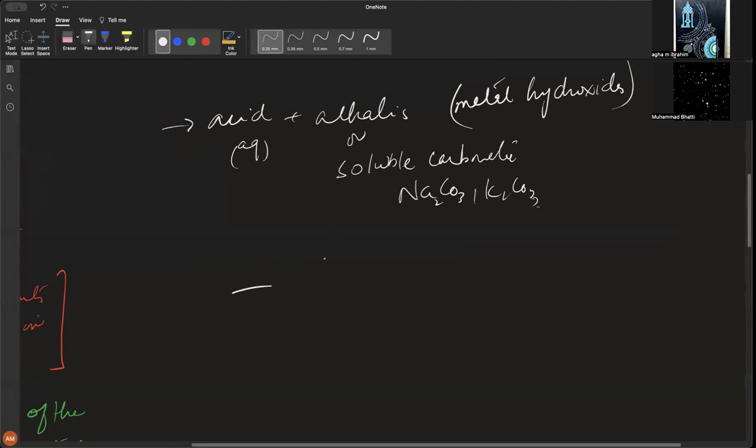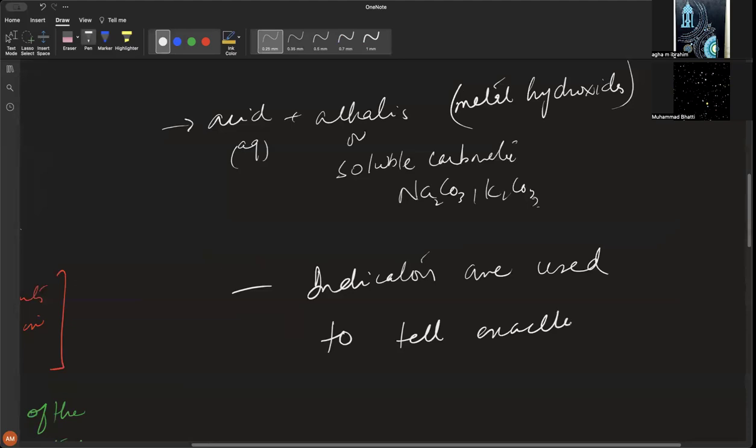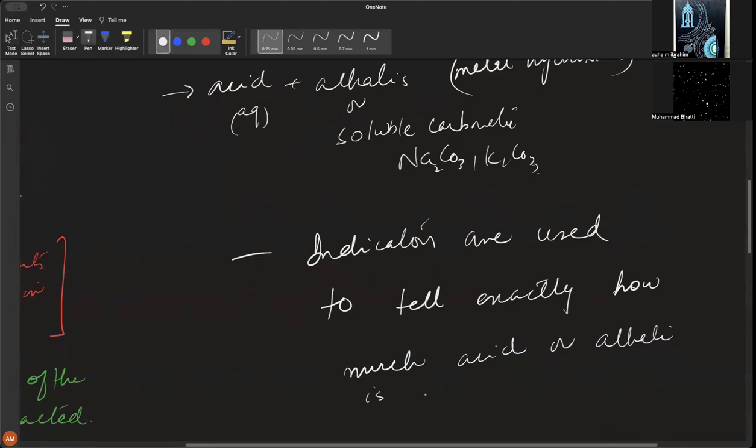So in titration, indicators are used to tell exactly how much acid or alkali is required to neutralize. All right.